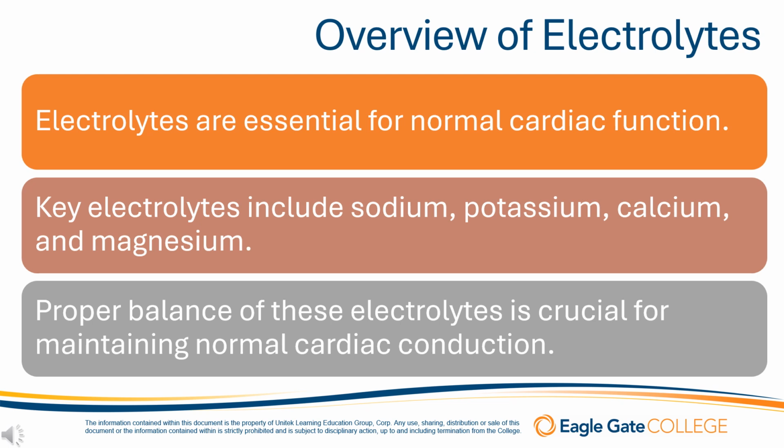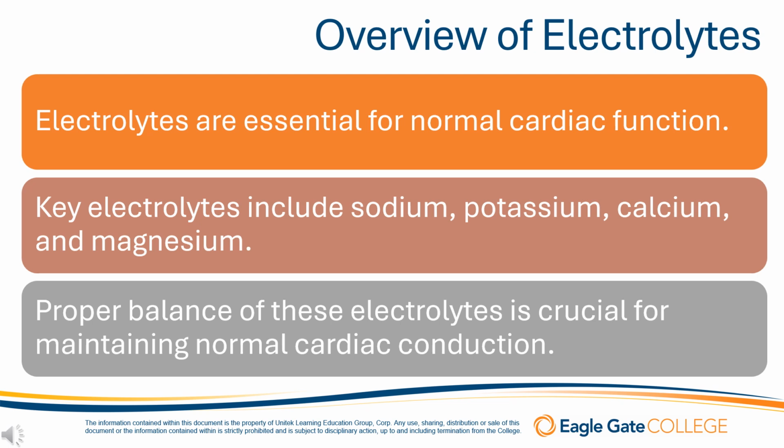The balance of these electrolytes is tightly regulated by the body to maintain normal cardiac conduction. This balance ensures that the heart beats in a regular and coordinated manner. If any of these electrolytes are out of balance, it can lead to arrhythmias, which are abnormal heart rhythms that can range from harmless to life-threatening. For example, hyperkalemia or high potassium levels can cause the heart to slow down and may lead to dangerous arrhythmias such as ventricular fibrillation.